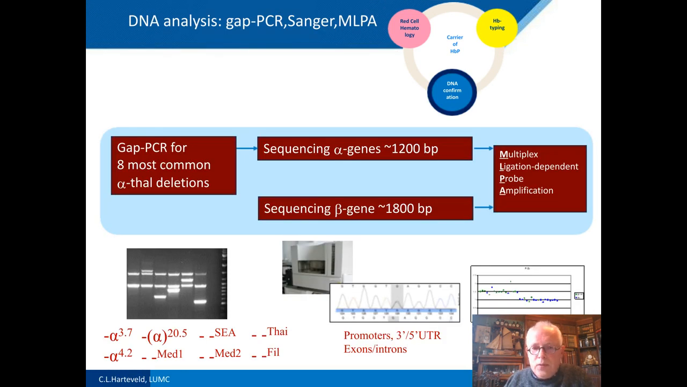DNA analysis or confirmation is done by a system called GAP-PCR. We have several primers to detect the 8 most common alpha thalassemia deletions, and by a simple agarose gel electrophoresis, we can identify the different deletions very easily.